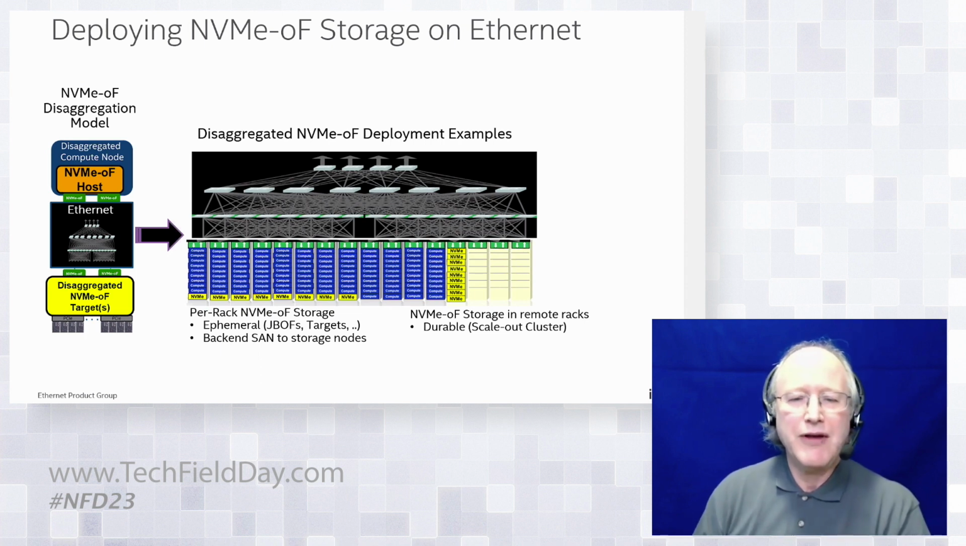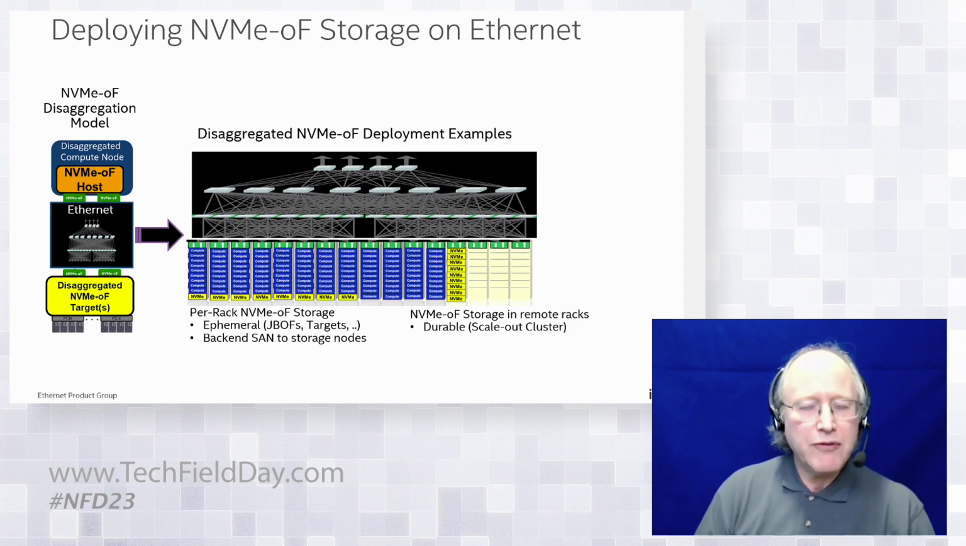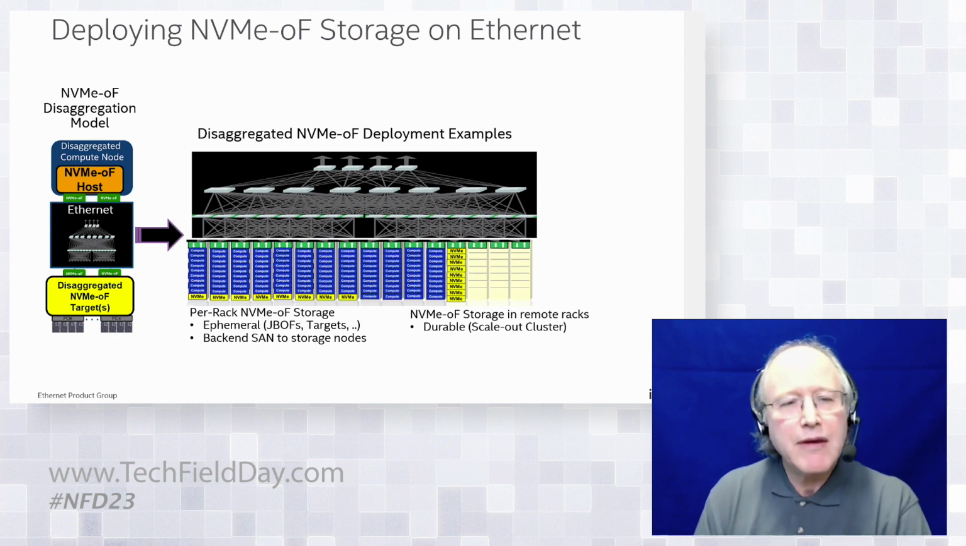This is typically durable storage, as opposed to ephemeral. So you'll see a scale out cluster of NVMe Fabric durable storage service that's being provided to compute resources that are somewhere else in the data center, not on the same rack with the storage. And so what you see is a range of deployments that map differently to the data center Ethernet topologies.